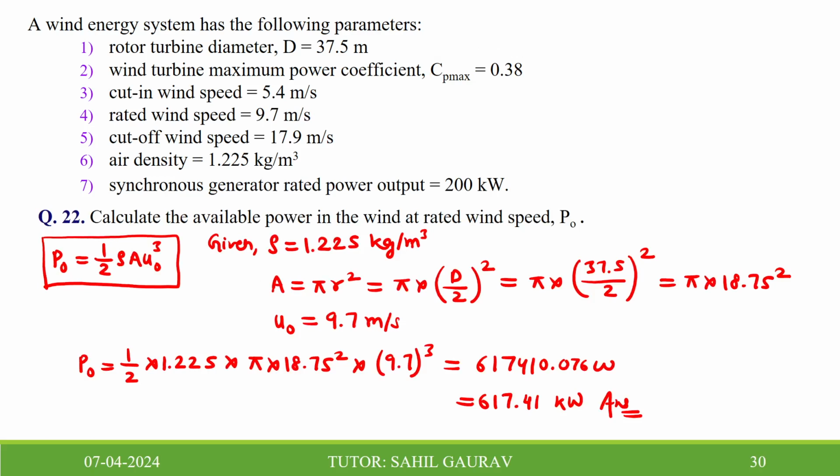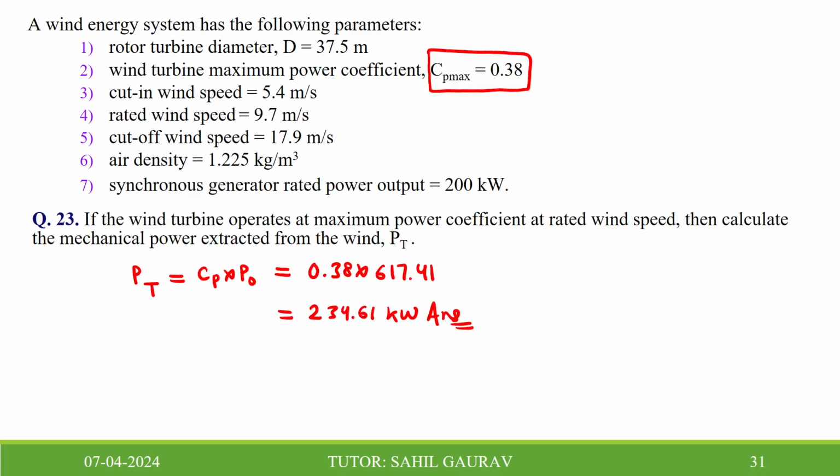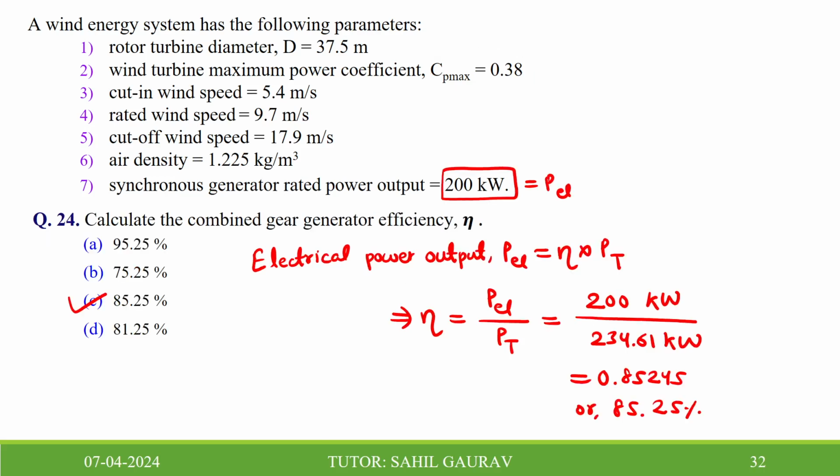First is P naught, the power available in the wind, half rho A U naught cubed, and the second one is the power extracted by the turbine or power extracted from the wind. Here you have to multiply with the power coefficient, CP into P naught. And in the last expression, the electrical power output, you have to multiply with the efficiency to get the final electrical power output from the wind conversion system.